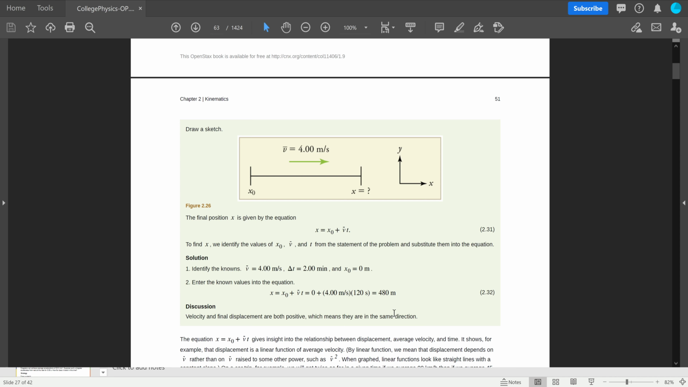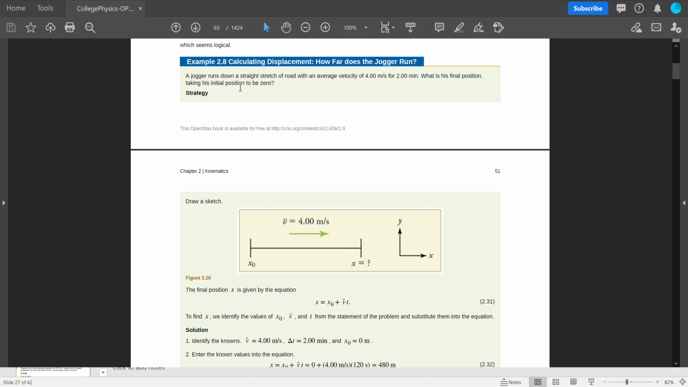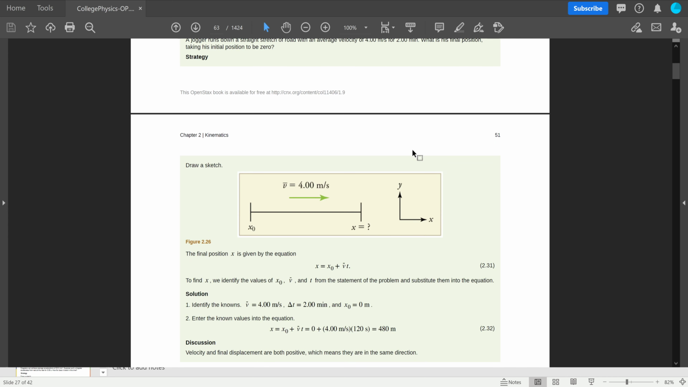So here we want a final position. And like I mentioned, those equations should really have your x final, your v final. That way it's a little bit easier for people to use. But we know we have to use x equals x naught plus vt. It kind of has everything that we need. We know our velocity, which is 4 meters per second. We do know our time, which was 2 minutes. We know our initial x because they told us to assume that it is 0. And we are looking for our x final.